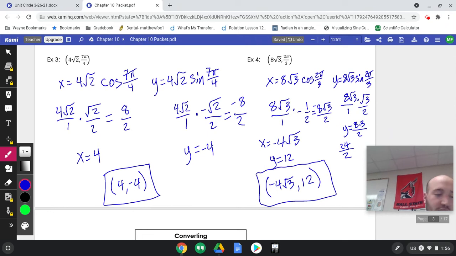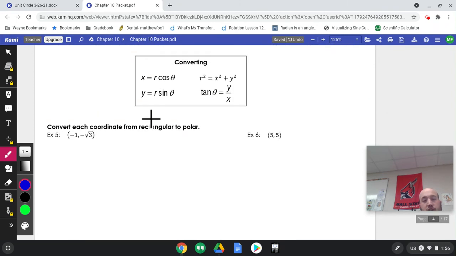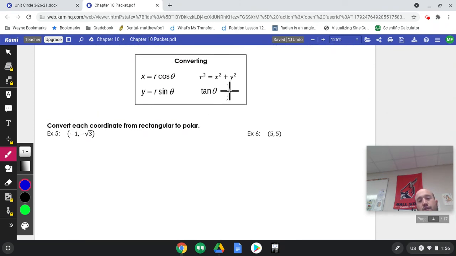All right, so that is how we go from starting in polar to get to rectangular. Now flip it over to the back, and we're going to go the opposite way. To do this, we'll need to use these values. Okay, so to find r, it's kind of the same idea as like Pythagorean theorem, essentially. We will find what that radius is.